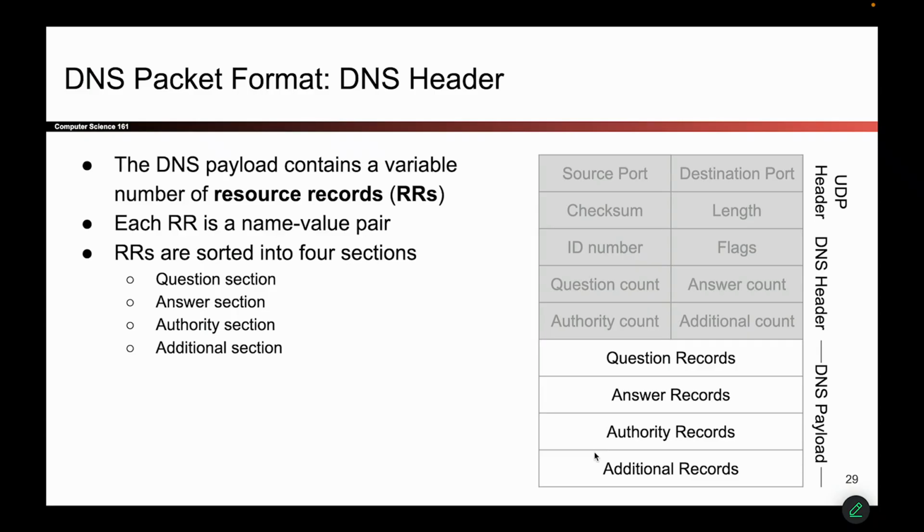So everything's stored in terms of records, and that's going to be useful for caching, as we'll see later. Every time you get a record, you can cache it. So this is how DNS organizes its data by using name-value pairs.